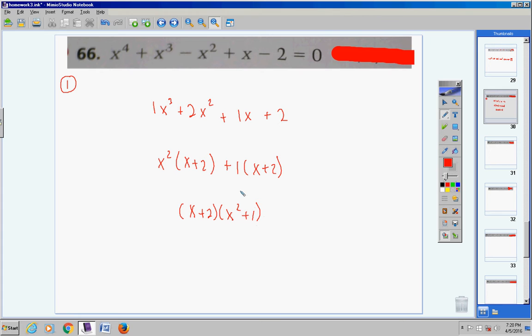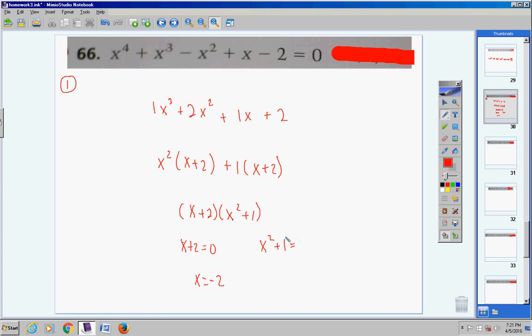Now, on this first problem, I will set these parentheses equal to 0 and solve. For the rest of these problems, I'm not going to do that, okay? Because you guys are big Algebra 2 students. You should have no problem taking each group, setting equal to 0 and solve. But I will do it on the first problem for you. X plus 2 equals 0. Bring the 2 over, make it negative. X equals negative 2. X squared plus 1 equals 0.